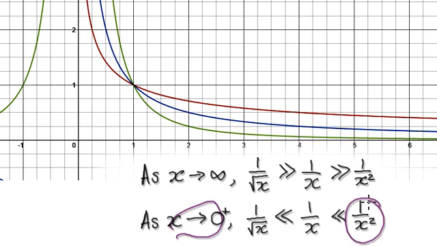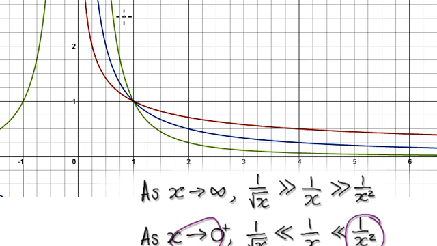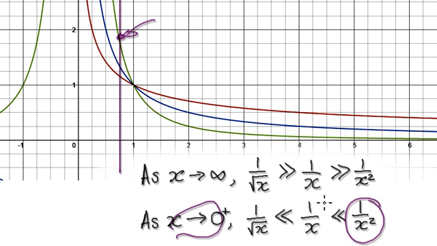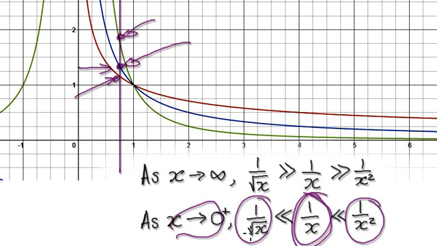we said that 1 over x squared, so the vertical line, would be much larger than 1 over x, and then 1 over x will be much larger than 1 over the square root of x.